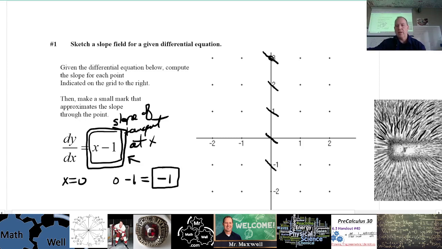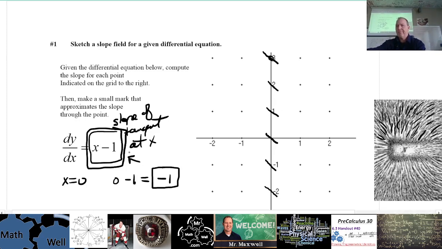And I've got a negative 1 here, negative 1 here too, or here as well. It's really tough on my tablet to make these exact, sorry. Okay, so you see how we've started there? You good with that so far? All right.